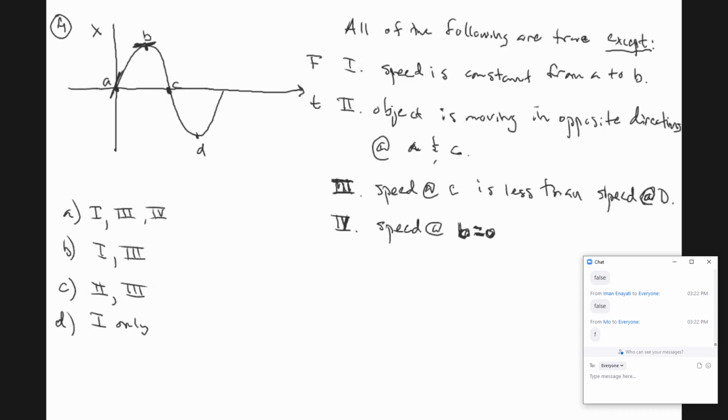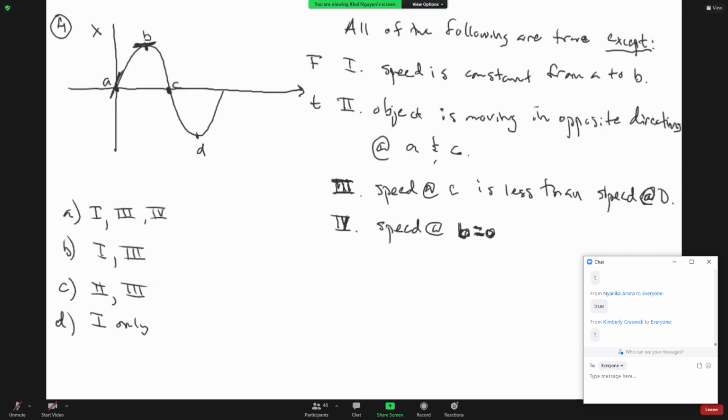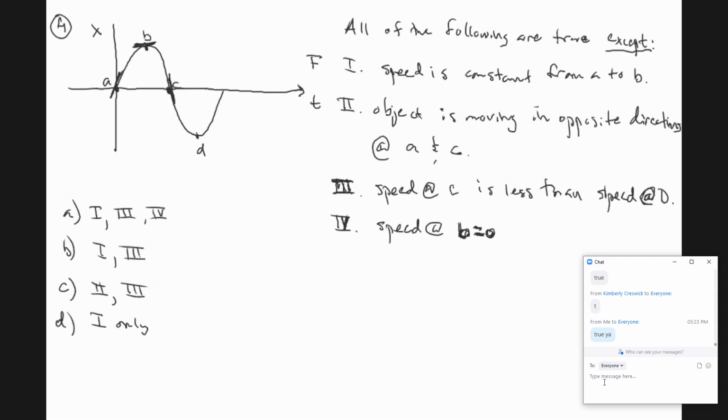Cool. Object is moving in opposite directions at A and C. Cool. Everyone says that's true. One's positive velocity and this is negative velocity, right? The slope is positive, slope is negative. So true. So forward and reverse, respectively. So this is a true statement. Speed at C is less than speed at D. Is that a true or false statement?